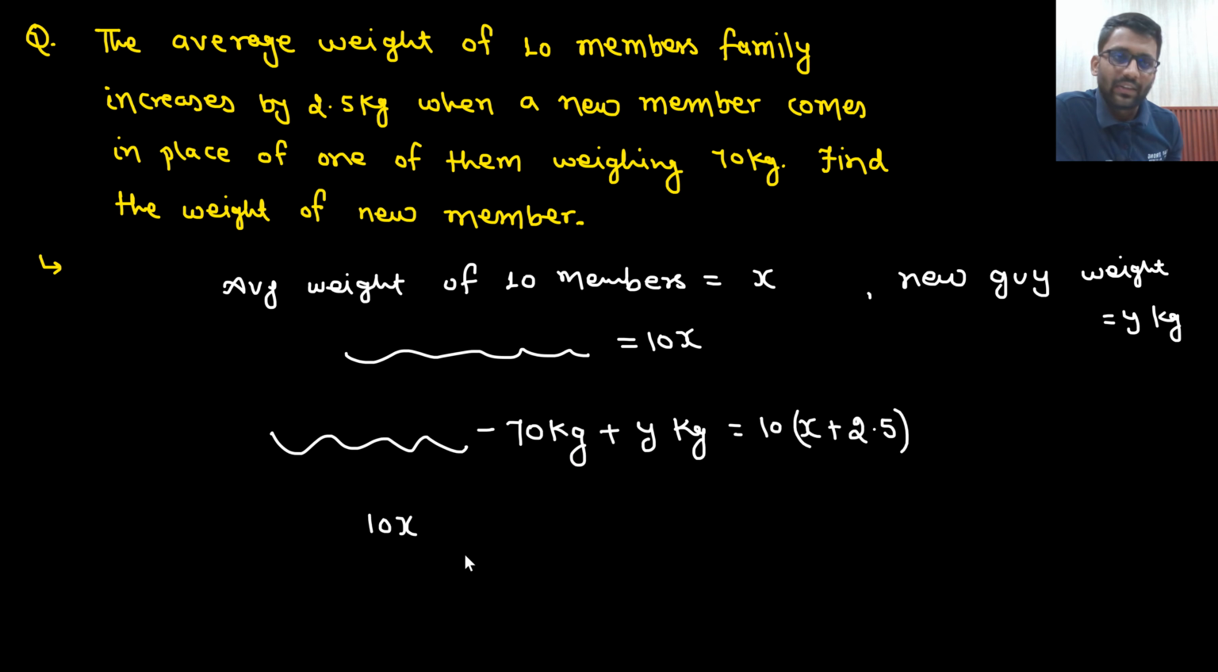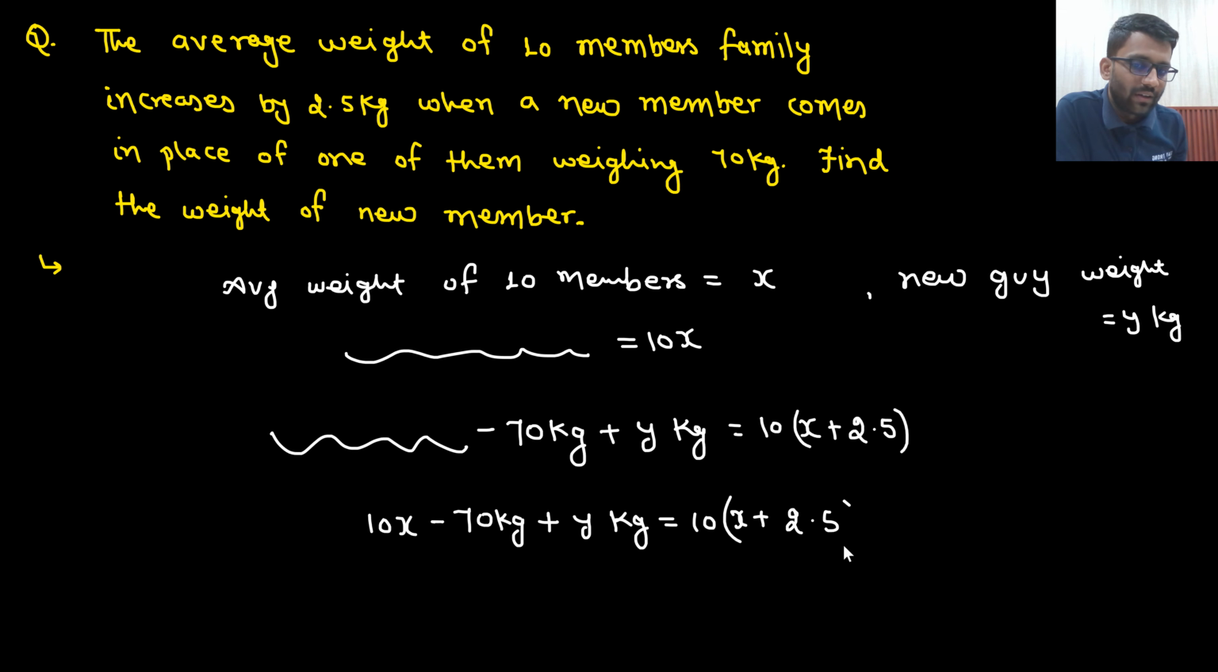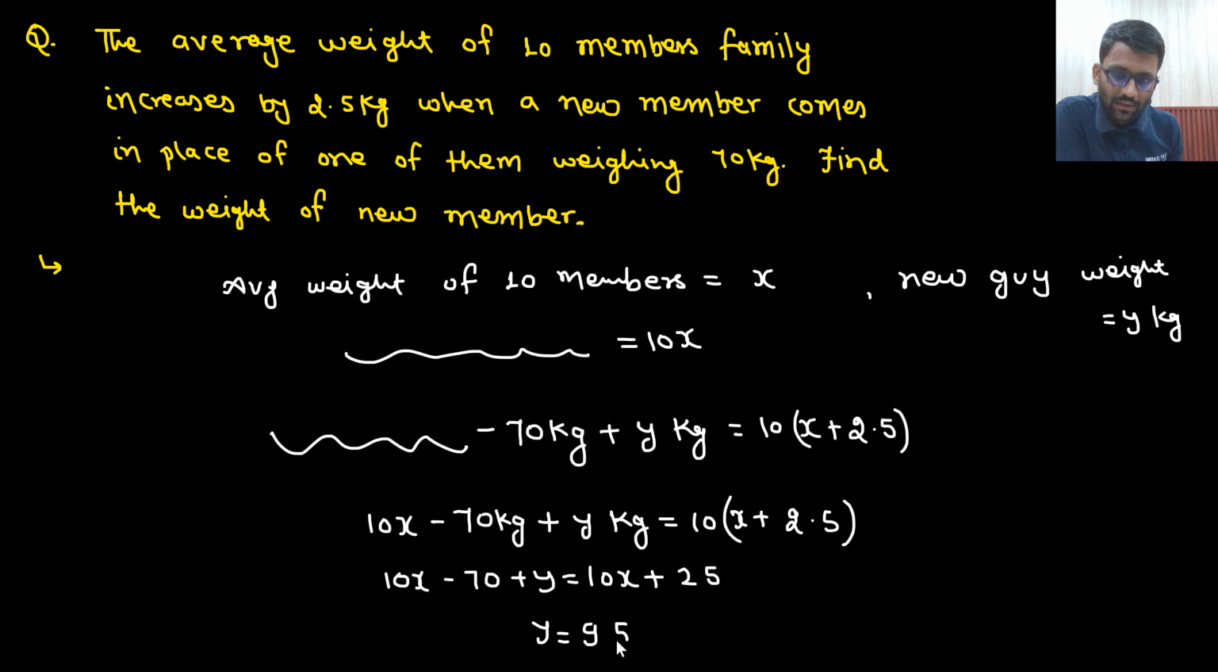Basically, initially total weight was 10x. Then a 70 kg guy went off, and in place of that guy, some other guy came who has the weight of y kg. Right? Now, combining this, the average weight increases by 2.5 kg, and the number of people is 10. So 10 into 2.5 is the total weight increase. So this is the equation we are getting. That's it. Right? So 10x minus 70 plus y is equal to 10x plus 25. So y is equal to 95. That's it. So in this manner you will be able to solve in the examination.